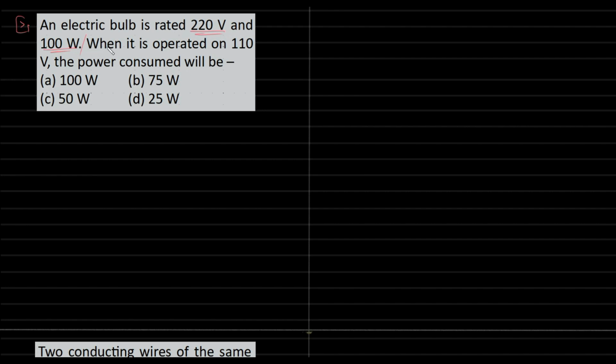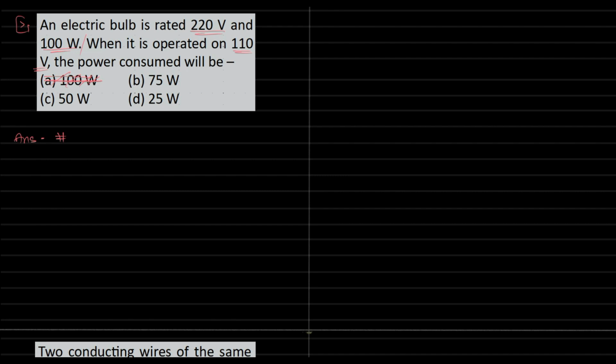consumption. When it's operated at 110 volt, so you're reducing the voltage, what is the power consumption? Obviously, it will reduce by what? How much? What is the factor with which it will reduce? Is it 75, 50, or 25? It won't be 100 watt, obviously. So it's B, C, or D. So let's figure it out.